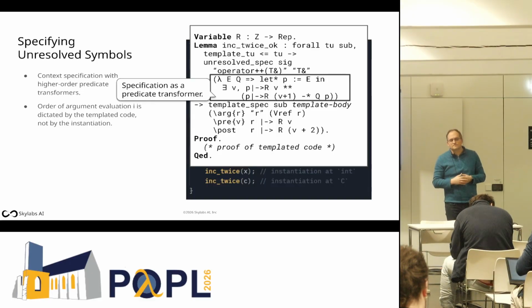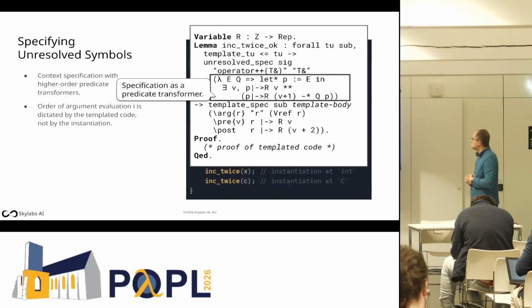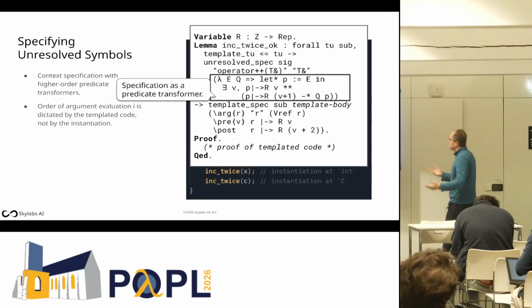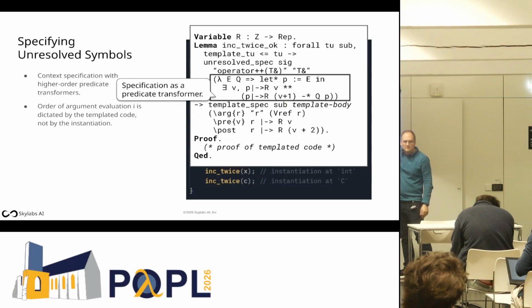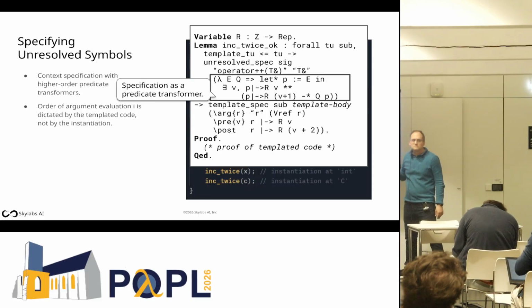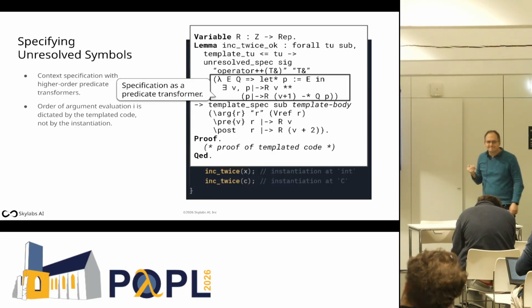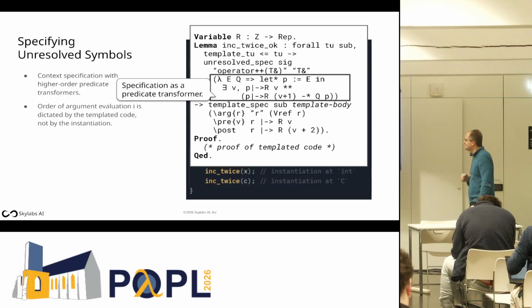So the let star P equals E here is some sort of weakest precondition for E? Sorry, it's meant to be monadic bind, basically, yeah, of a WP. Ah, okay. Yeah, sorry. Yes, okay, that makes everything a lot more clear, thanks.